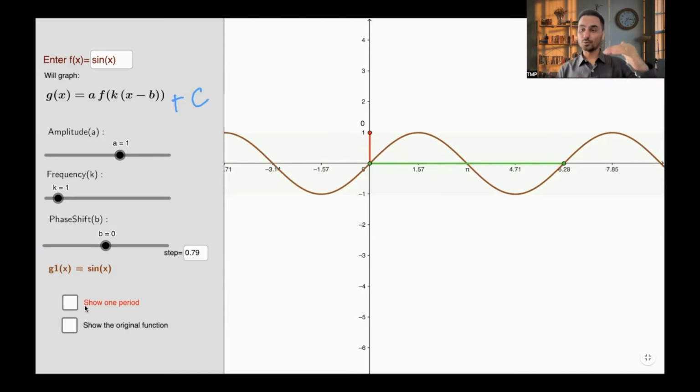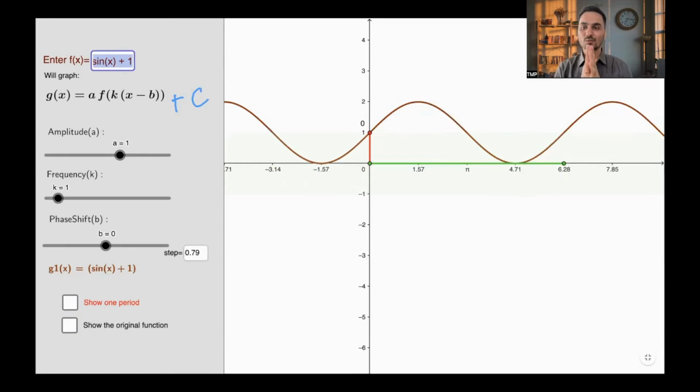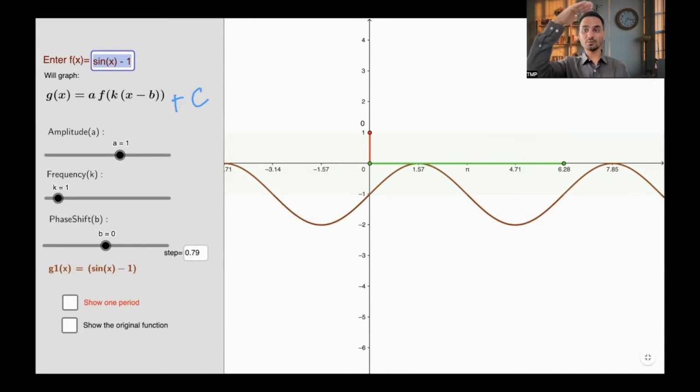Now, moving on to the vertical shift. If we draw the graph of sin x + 1, we observe that the graph is shifted 1 unit upwards. And if we draw the graph of sin x - 1, the graph is shifted 1 unit downwards.